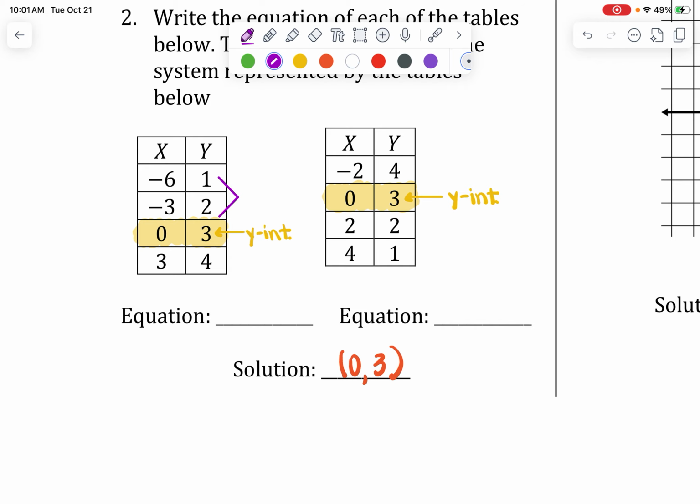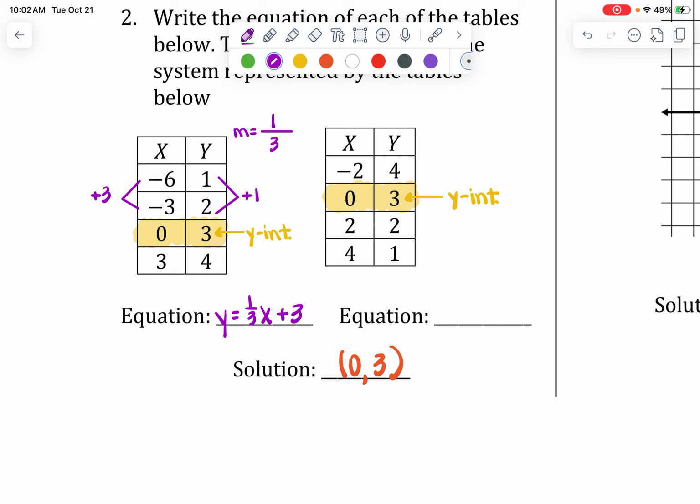Remember, slope is change in y's. Well, it looks like my y's are going up by 1, and it looks like my x's are increasing by 3, which means my slope, remember, is change in y over change in x. So 1/3 would be my slope. So y equals 1/3 x, and then of course the y-intercept of 3.